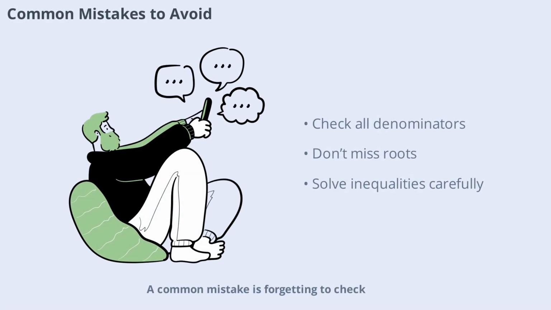A common mistake is forgetting to check all denominators or missing restrictions from roots. Always double-check your work and make sure you've considered every possible restriction. Another mistake is misinterpreting inequalities, so take your time when solving for x.